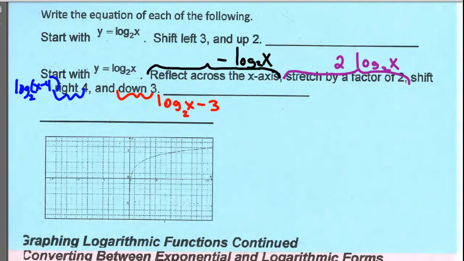So let's put all of this information together to make our equation. y equals negative 2 log base 2 of x minus 4, minus 3.